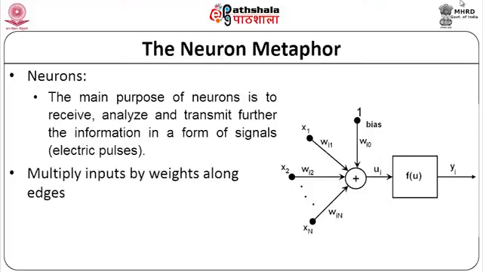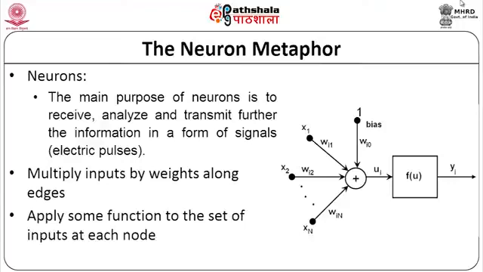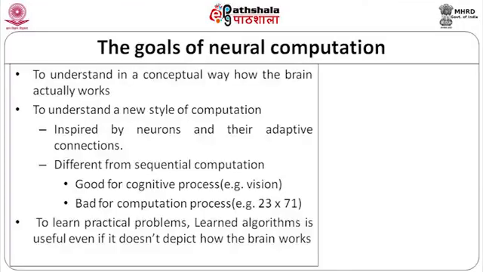Similarly, the neuron metaphor that we have drawn in the figure here consists of a number of inputs x1 to xn, and each of these inputs is weighted by weights along the edges. And then after we consider all those weighted inputs, we will apply some function to this set of inputs at each node. So, that is the neuron metaphor. Now, let us go further.